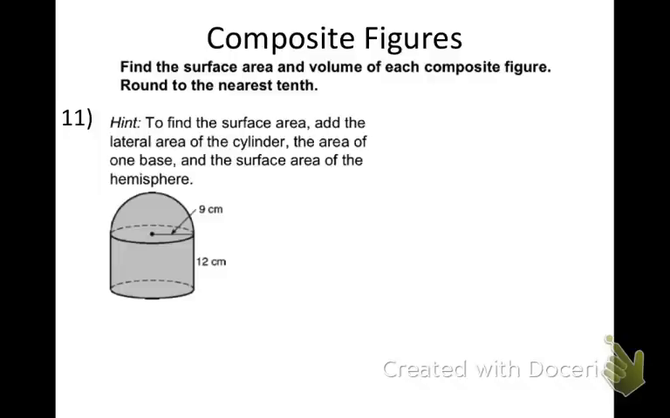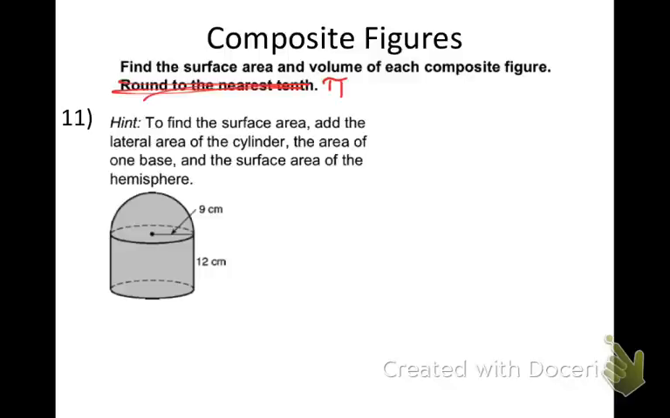All right, last one. Take a couple seconds, try number 11 on your own. Notice, it says find the surface area and volume. Leave it in terms of pi. Do not round to the nearest tenth. To find the surface area, add the lateral area of the cylinder, the area of one base, and the surface area of the hemisphere. So take each one separately and work it out here. Try these on your own.